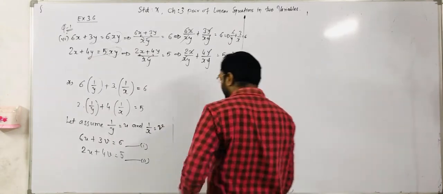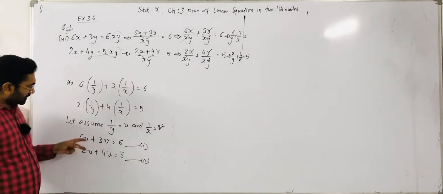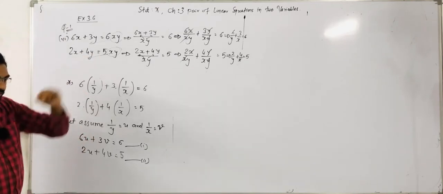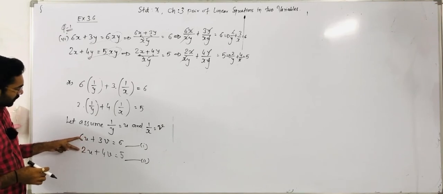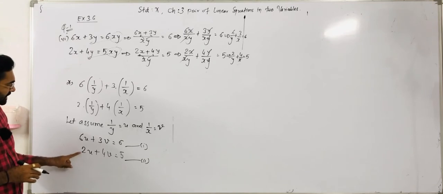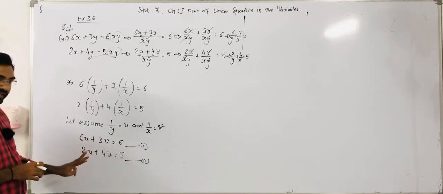Suppose I want to solve that equation by the elimination method. In the elimination method, out of the two variables, you have to select any one variable, and you have to make its coefficient the same. So here the u coefficient is 6 and here it is 2. To make the u coefficient 6, we need to multiply that equation by 3.